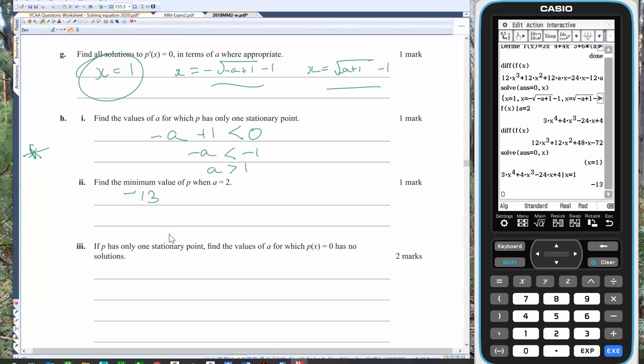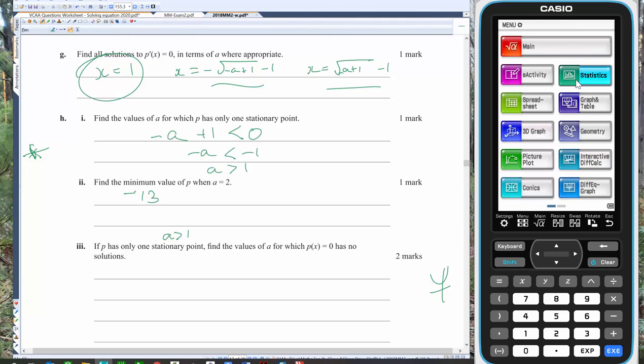So it's when A is greater than 1 that this is going to happen. Find the values of A for which P of x equals 0 has no solutions, i.e., that's going to be like a parabola that's up there, has no solutions. So we want to send P of x either above or below the axes, and just by looking at the graph before, it's going to be above. So we want to find the value for which that occurs.